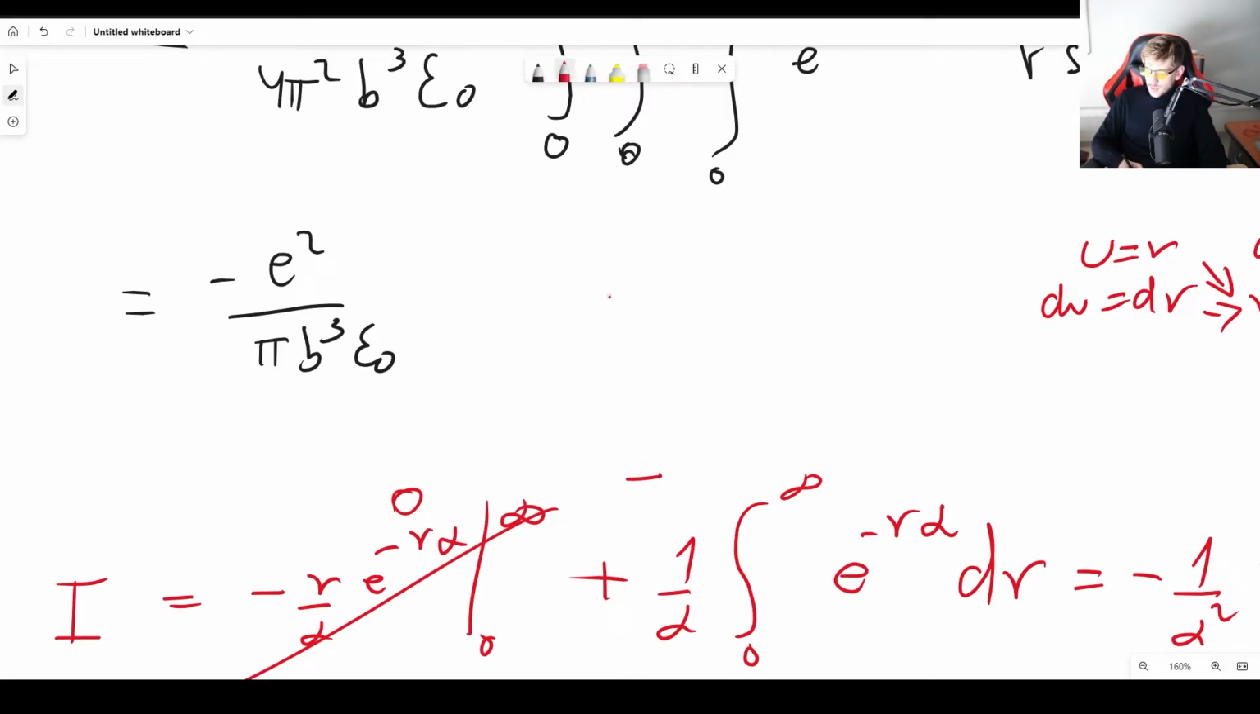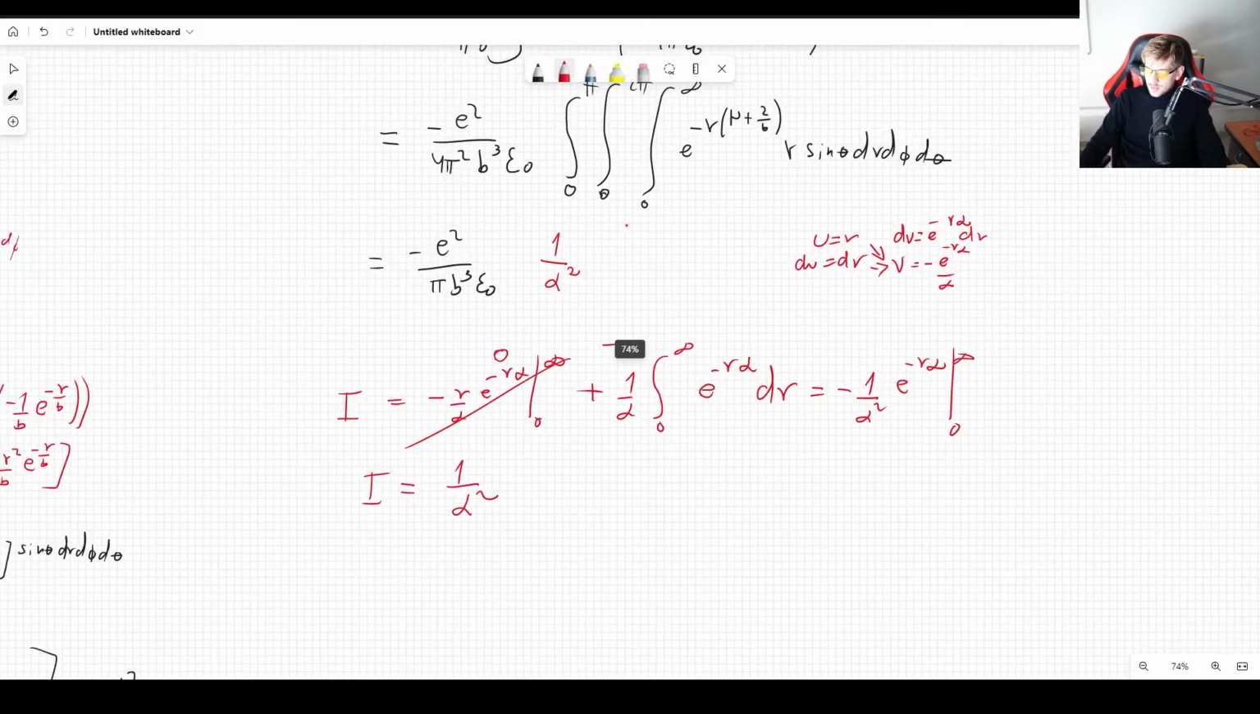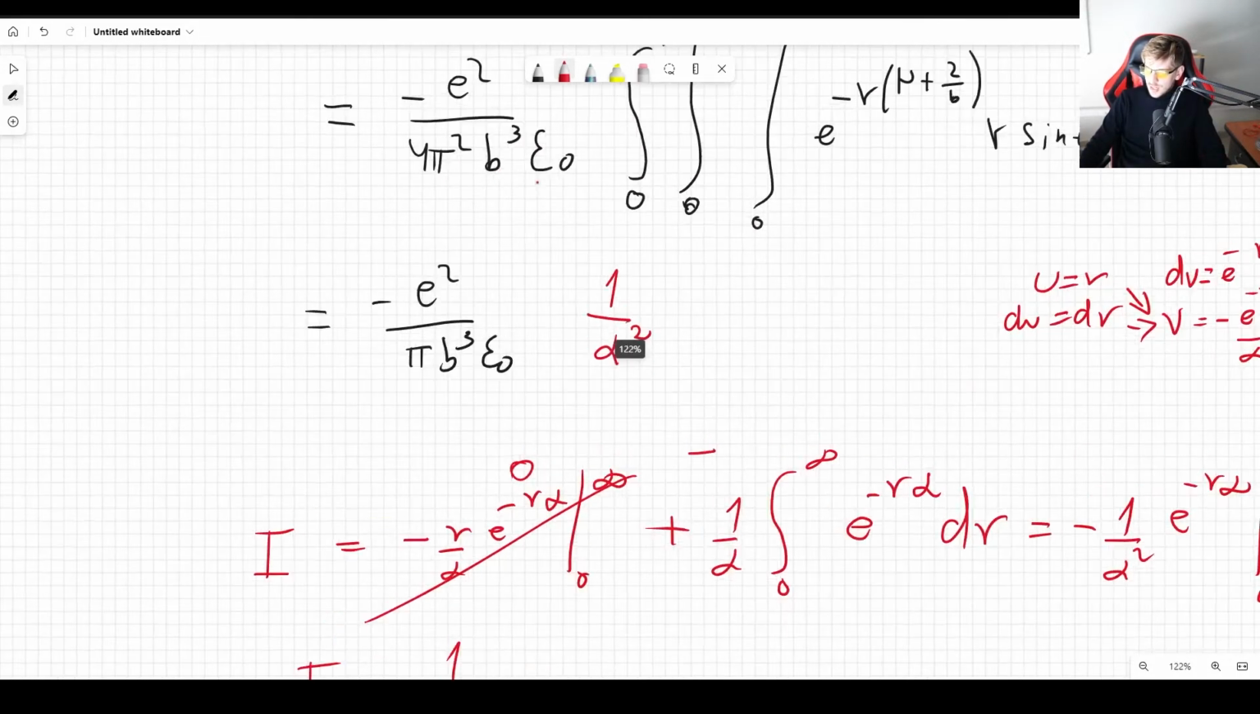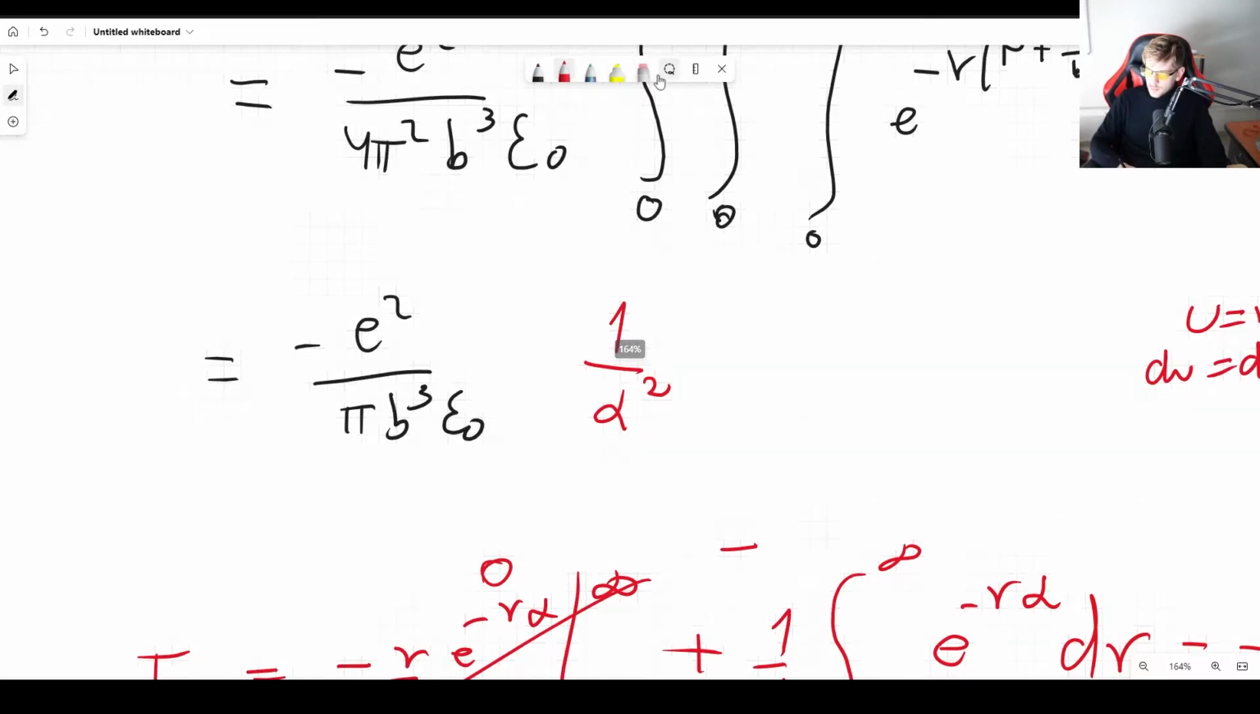We are left with 1 over alpha squared. All right, and what was alpha? I think there it is. So alpha was mu b plus 2. So 1 over mu b plus 2 squared. Wait, no, 2 over b, sorry, 2 over b squared.